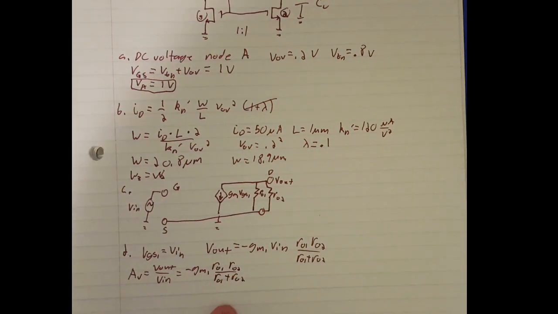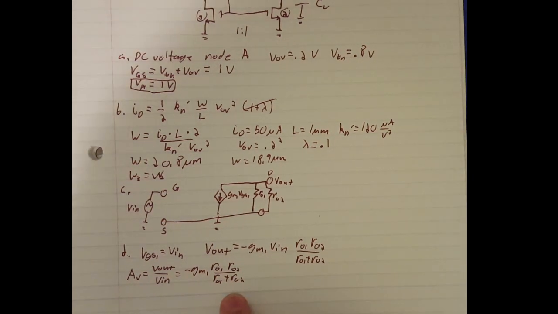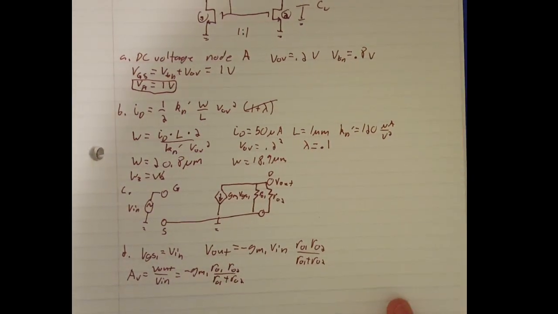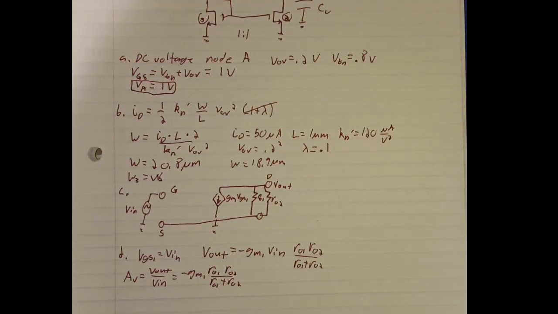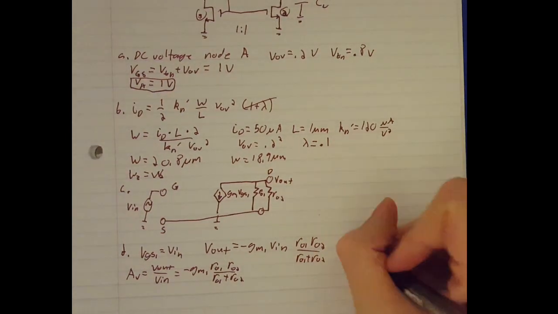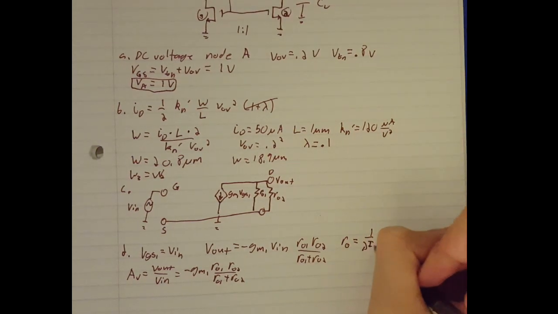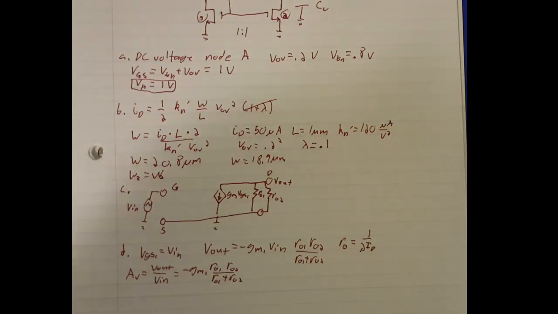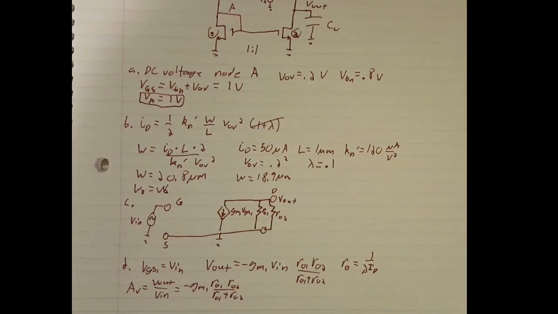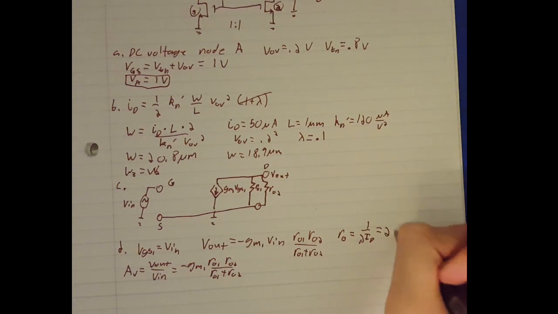And we want to numerically solve for this too. And you notice that this R out 1 times R out 2 over R out 1 plus R out 2 is just the total output resistance. So now we need to find R outs and GMs. The equation for R out is 1 over lambda ID. Lambda is the same for both of them. It's 0.1 for both. And ID is 50 microamps because the current mirror is 1-to-1 and our current source is 50 microamps. So that gives us a resistance of 200 kiloohms.